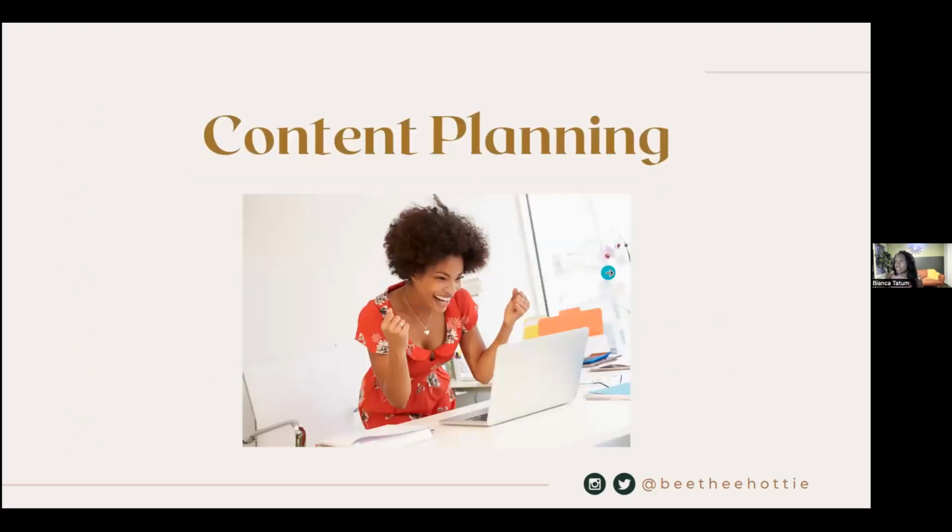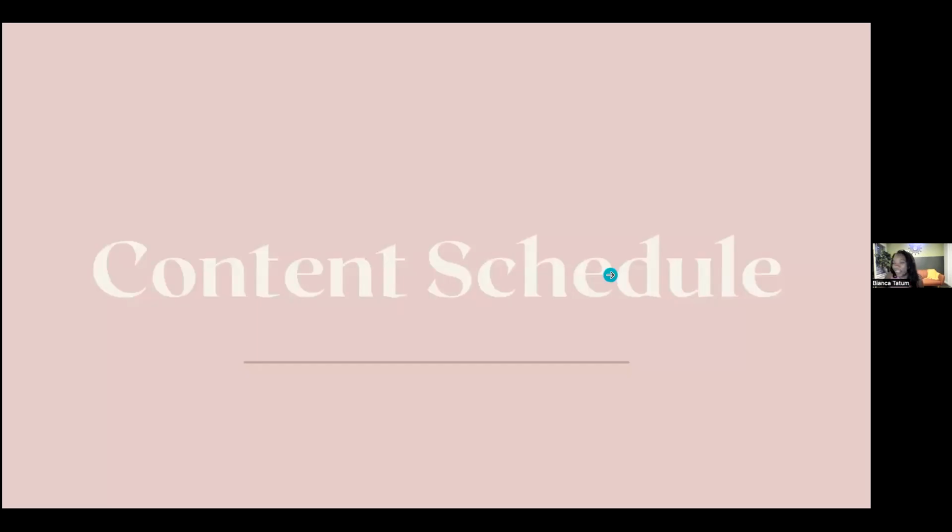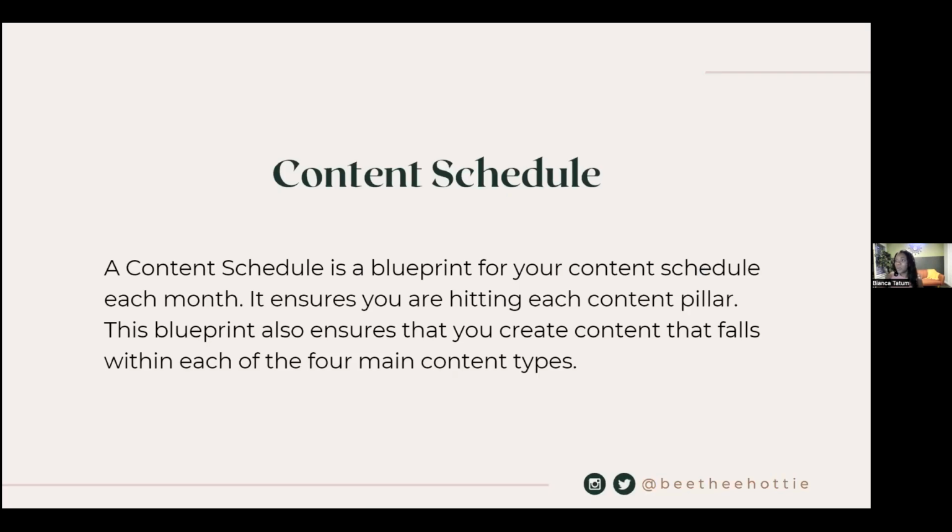So next, we're going to talk about content planning. Exciting, right? I know, that was sarcasm. First, we're going to start with the content schedule. A schedule is just a blueprint for what you're going to be posting and how often you're going to be posting each month. It ensures that you're hitting each content pillar, and that you create content that falls within those 4 main content types that we just went over.